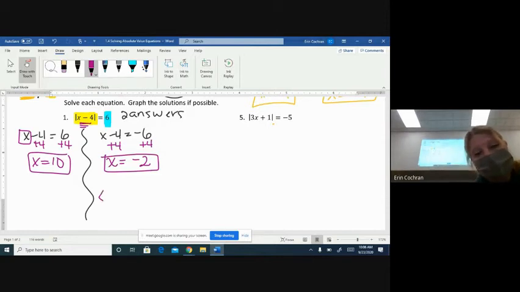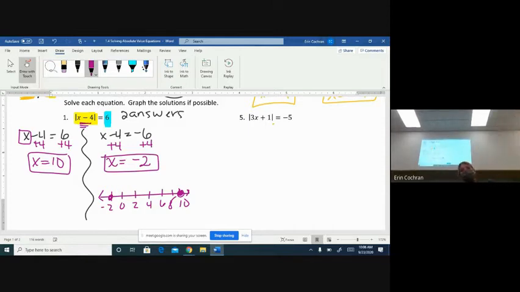Now to graph, guys, all you have to do is graph, and I'm going to go by 2s on my number line. We put a point at 10 and a point at -2. That's it. I'm not going to make you graph them all. All right. Let's do number 5 next.